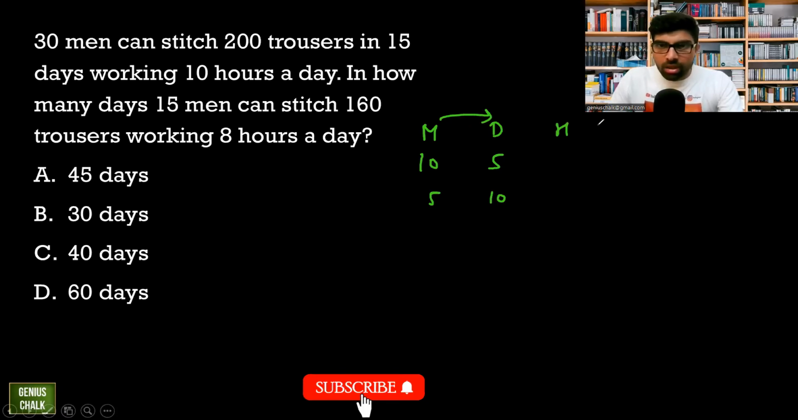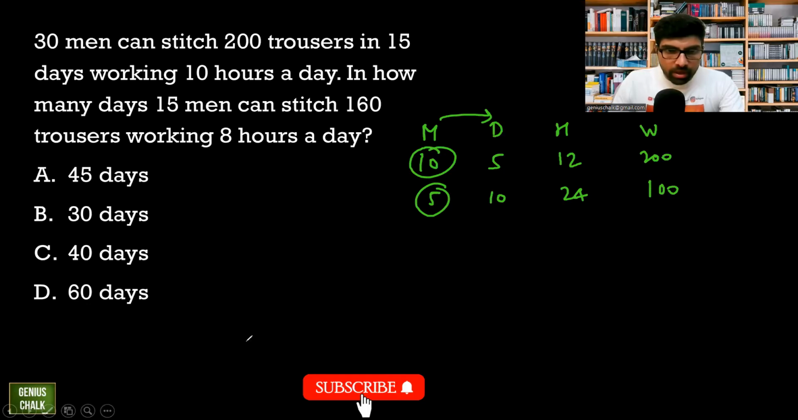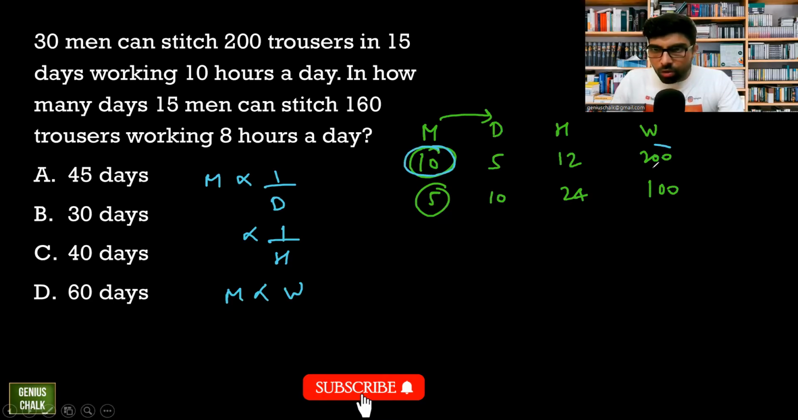Similarly, men and hours. Let's say 10 men are working for 12 hours a day. If there are 5 men, they will work for 24 hours. So men and hours are also reverse. If I talk about men and work, 10 men are working for 200 trousers, so 5 men will work for only 100 trousers. So men and days are inversely proportional. Men and hours are inversely proportional, but men and work is directly proportional. The 10 men will do more work. If 5 men are there, they will do half of the work.